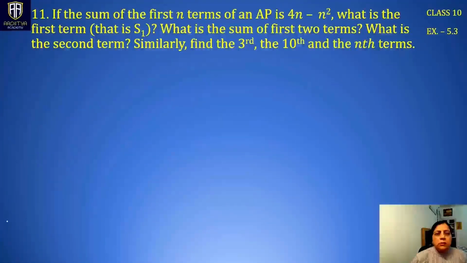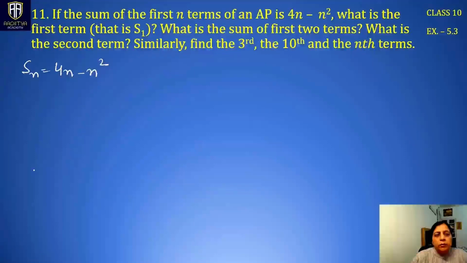Next question says, if the sum of the first n terms of an AP is given as 4n minus n square, what is the first term? What is the sum of first two terms? And what is the second term? Similarly, find the third, the 10th, and the nth terms.